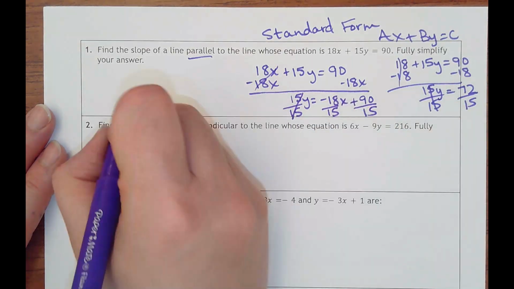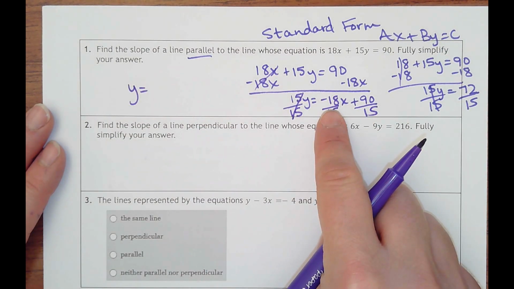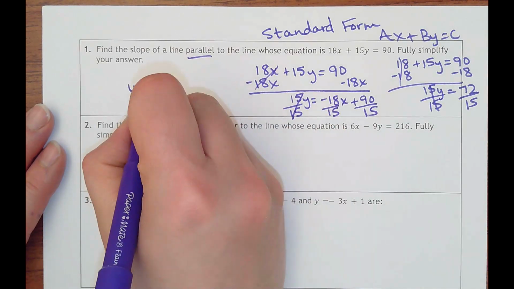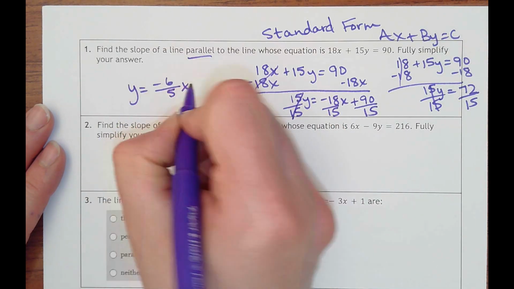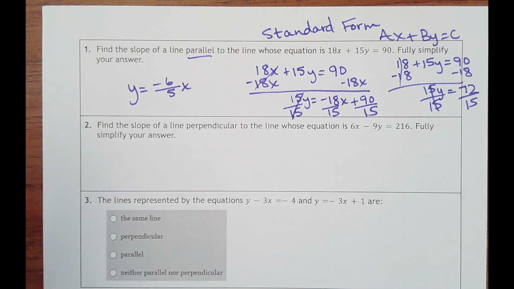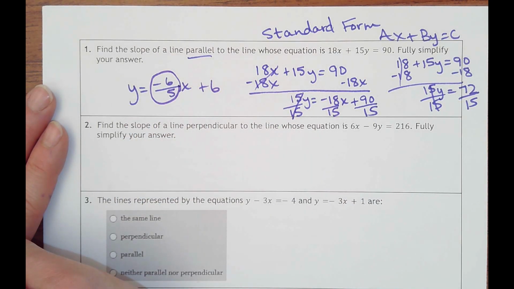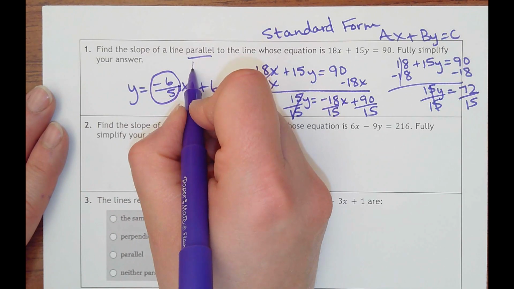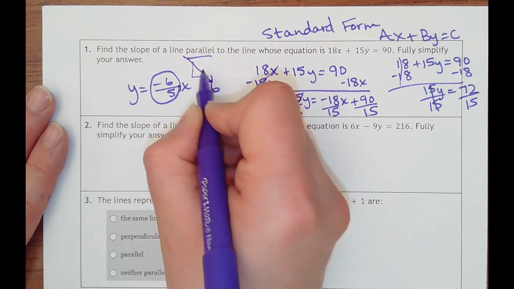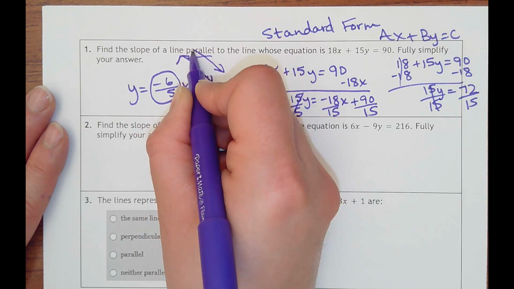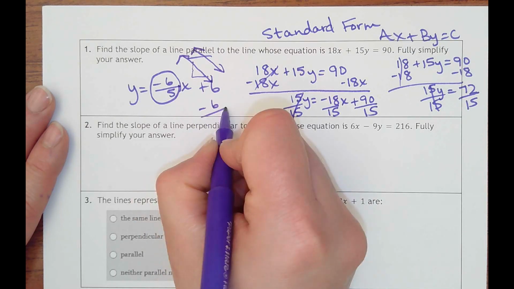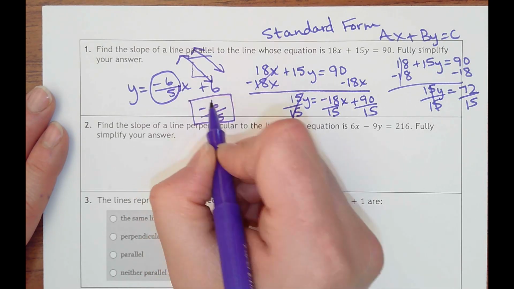That would cancel. So then I need to simplify this fraction. I can divide by 3, so that'd be negative 6/5 x. And then this, I think, is 6. But I don't really care about that. All I care about is the slope of this line. Well, if the slope of this line is going down 6, right 5, another line parallel to it would do that same thing. So the other line would have a slope of negative 6/5.